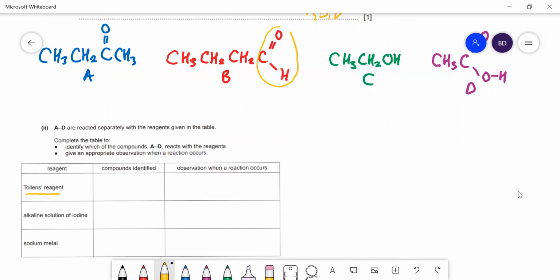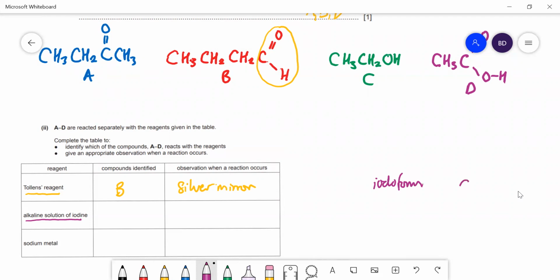There's the aldehyde functional group, so it will identify B. What will happen? Positive test with Tollen's reagent, you get a silver mirror forming. Right, an alkaline solution of iodine. This is the iodoform test, okay? And the iodoform test will recognize it.